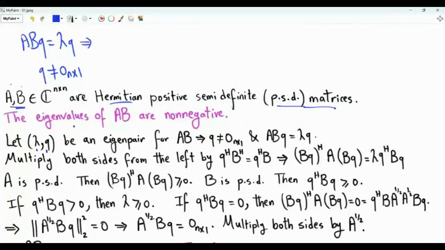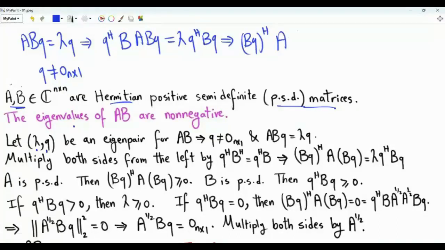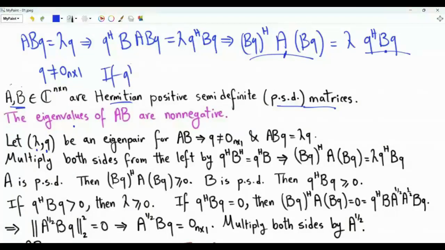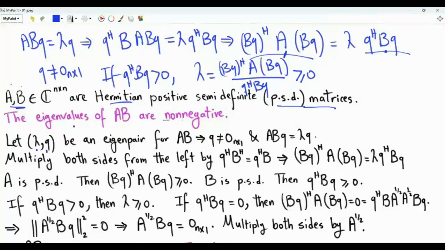Multiply both sides of the equation from the left by Q Hermitian B Hermitian. So that's Q Hermitian, B Hermitian is just B. ABQ is equal to lambda Q Hermitian BQ. We can rewrite this as BQ Hermitian A BQ is equal to lambda times Q Hermitian BQ. That's a quadratic form involving matrix A. That's a quadratic form involving matrix B. Both quadratic forms are non-negative because A and B are Hermitian and positive semi-definite matrices. Note that if Q Hermitian BQ is strictly positive, then we can divide by it, and lambda is the ratio of these two quadratic forms. Upstairs in the numerator, this quadratic form is non-negative, and by assumption in the denominator we have something that is strictly positive, so lambda is greater than or equal to 0, non-negative.